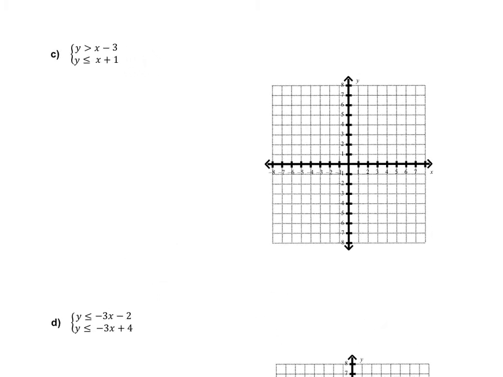For the next example, again, let's do the top one red. Slope is 1. Y-intercept is -3. Begin at -3, rise 1, run 1. It is not an or equal to, so it's going to be just a dashed line. It is greater, so I am going to shade above.